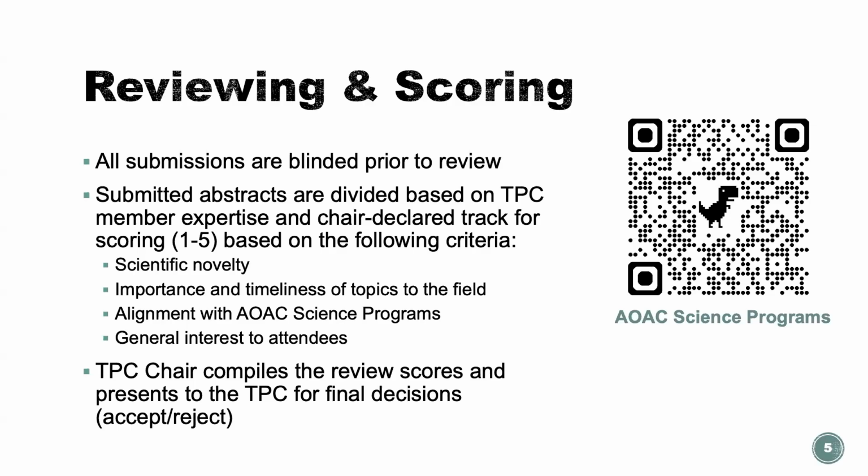Every proposal is reviewed by at least 3 members of the TPC, and their scores are combined for discussion by the full TPC. The TPC members individually score each proposal on a scale of 1 to 5 in 4 categories: scientific novelty, importance and timeliness of the topic to the field, general alignment with AOAC science programs, and then general interest to attendees.